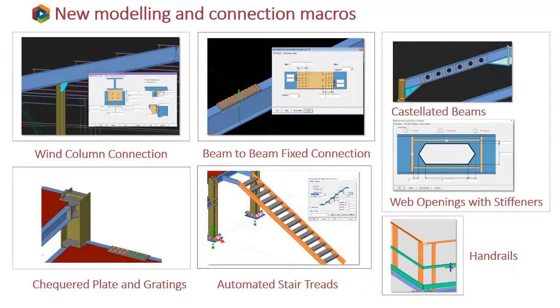So we talked about the wind column connection. We didn't talk about all of them, but yes, they're there. The stairs connection. We talked about castellated beams. We talked about handrails. Lots of things we talked about. Some things I didn't cover, I couldn't cover because of lack of time.